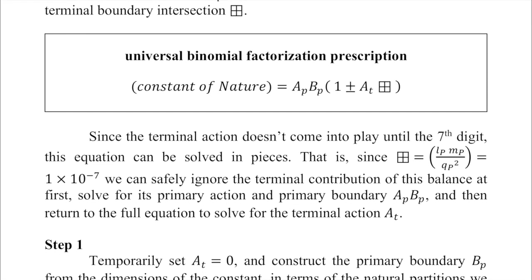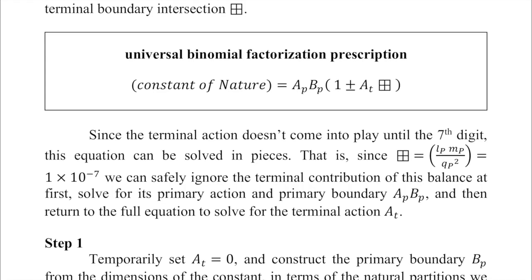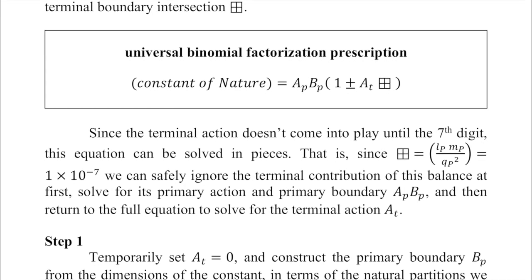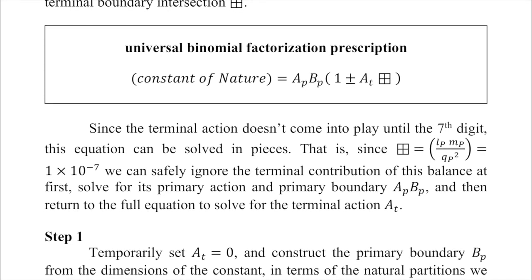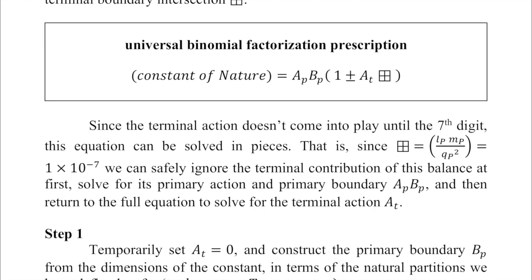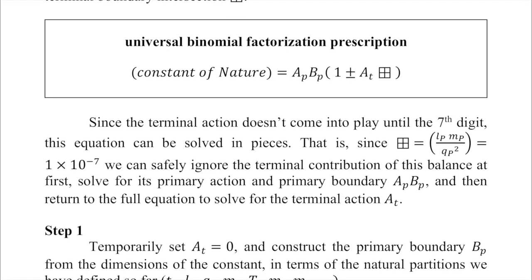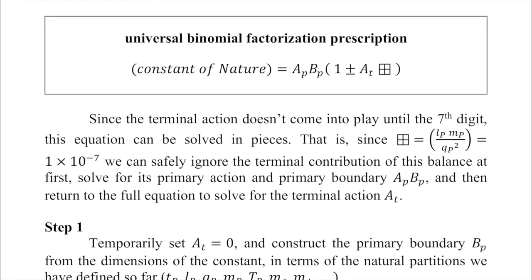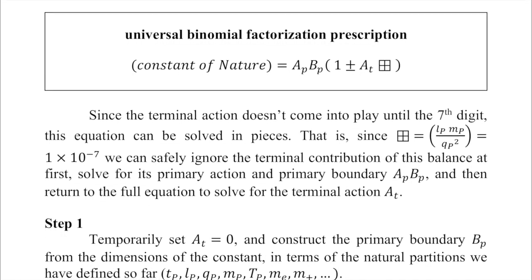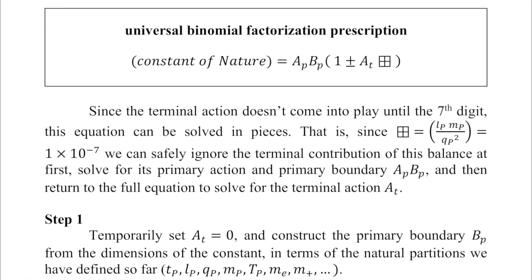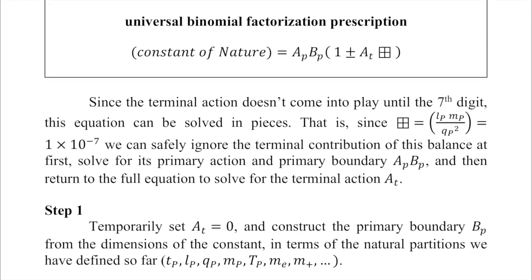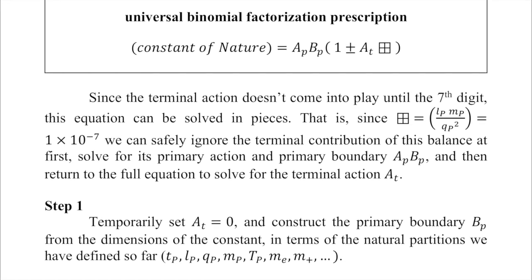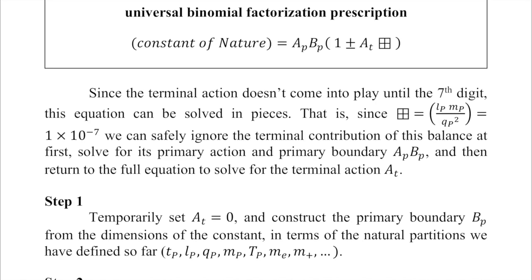When we have this universal binomial factorization prescription, this constructive way of arranging the world internally and externally, the division between the internal and external means we have a terminal boundary that's 7 powers smaller in its contribution than the primary boundary. That means we can safely ignore the terminal contribution of this balance at first, right? And solve for its primary action and primary boundary. So just worry about those 2.